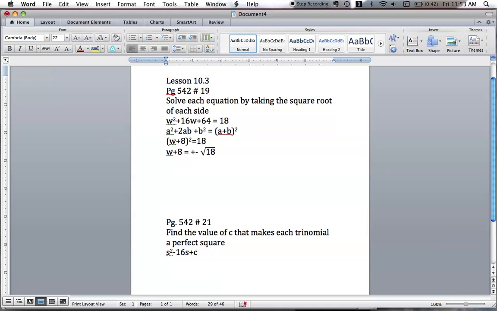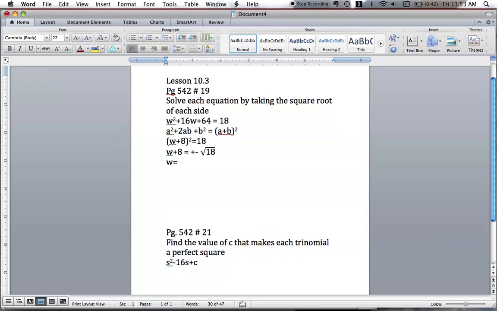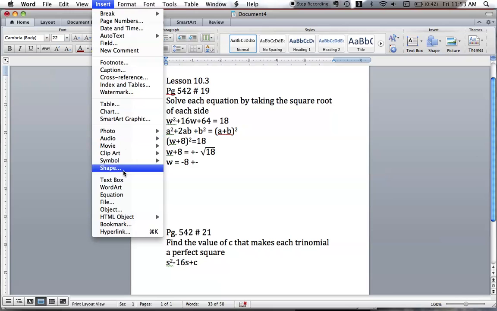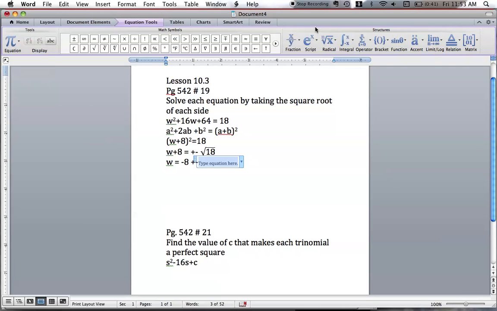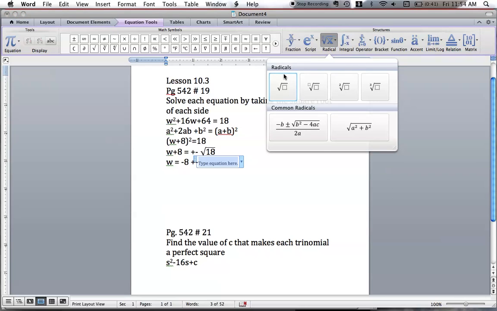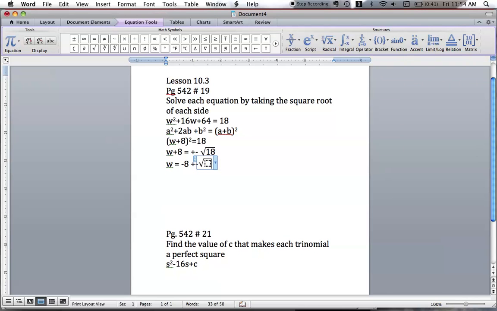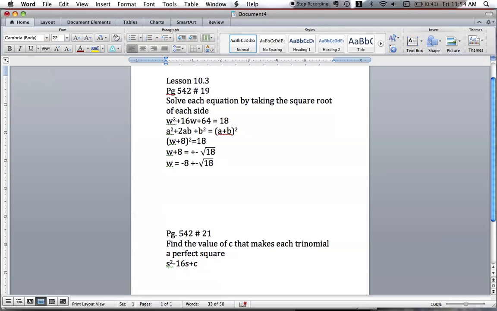From here we just solve for w equals negative 8 plus or minus the square root of 18. And I'm going to leave that square root of 18 as is. In the original instructions it tells you to round to the nearest tenth, but you don't need to do that for this homework assignment. Just leave the radical sign as is. There are 2 answers for w. W is equal to negative 8 plus the square root of 18. W is also equal to negative 8 minus the square root of 18.